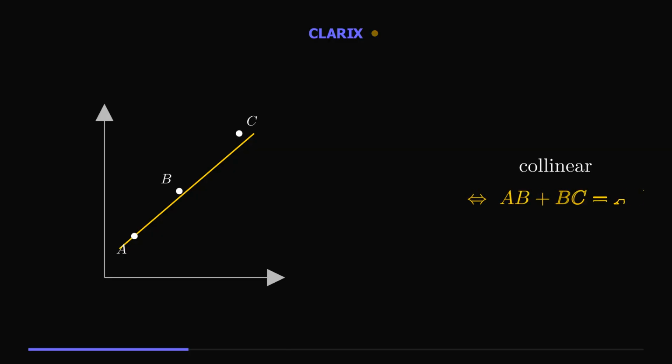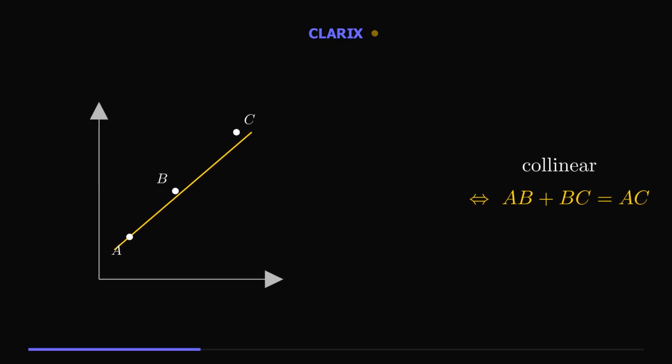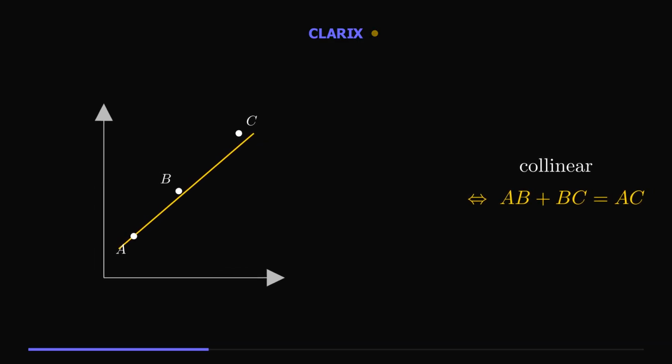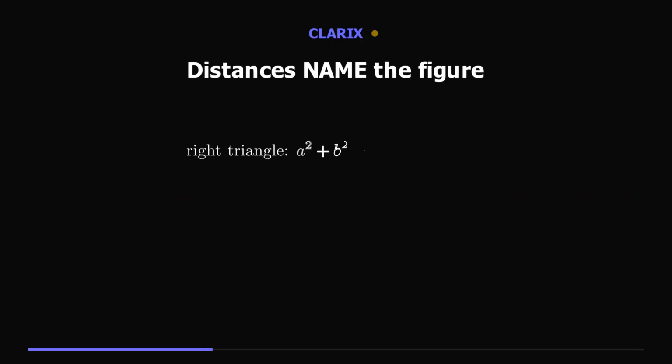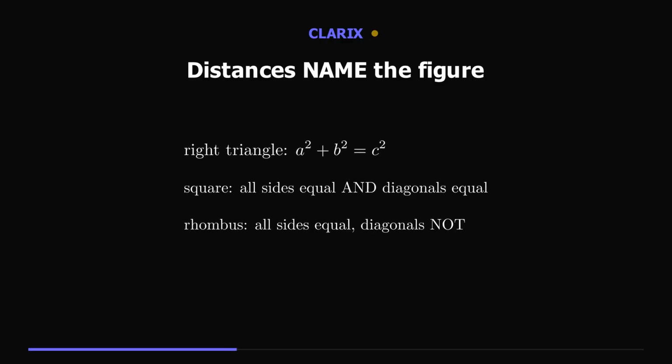3 points are collinear, on one straight line, exactly when the two shorter distances add up to the longest. AB plus BC equals AC. If they fall short, you've got a triangle instead. Distances also name shapes. A triangle is right-angled when side squared plus side squared equals the longest side squared. A quadrilateral with all 4 sides equal and equal diagonals is a square. All sides equal but unequal diagonals is a rhombus. You classify the whole figure just by computing lengths.